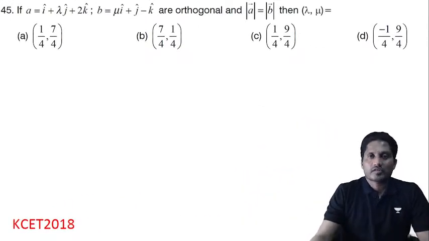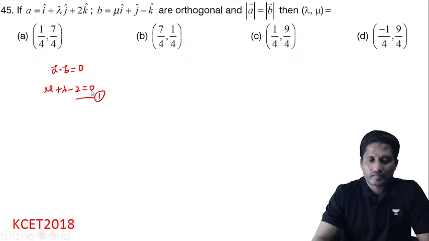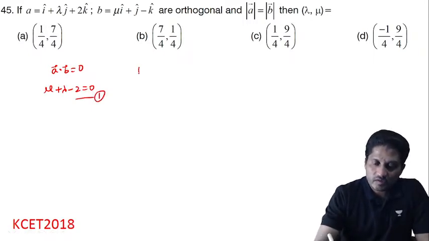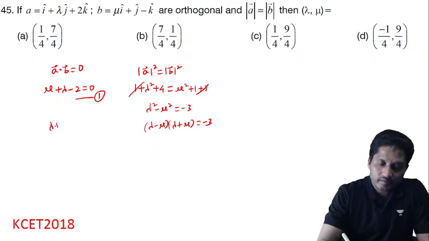Vectors are orthogonal, right? Orthogonal means dot product is 0. That is, a dot b is equal to 0. We'll get this as mu plus lambda minus 2 is equal to 0. Let's call it equation 1. Right, and then mod a is equal to mod b, right? So this means that mod a the whole square is equal to mod b the whole square. 1 plus lambda square plus 4 equal to mu square plus 1 plus 1. Means that lambda square minus mu square is equal to minus 3. Lambda minus mu into lambda plus mu is equal to minus 3. Here lambda plus mu is equal to 2.